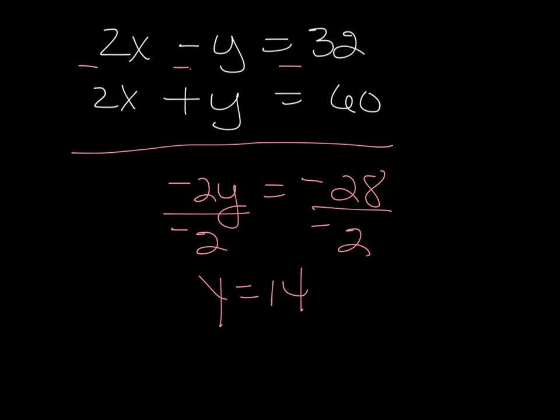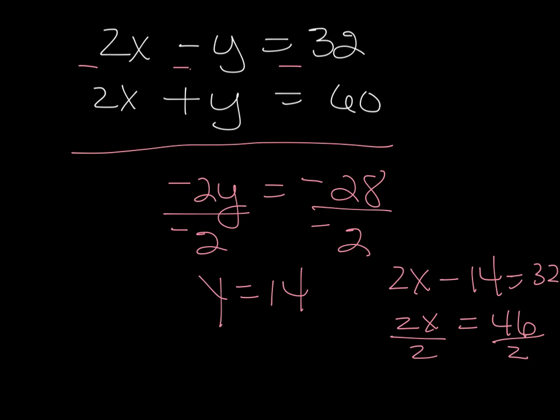Alright, now I need to solve for x. If I take y equals 14 and plug it in the top equation, I have 2x minus 14 equals 32. So that gives me 2x equals 46 when I add 14 to both sides. Divide both sides by 2, and x is 23. So regardless of which way you did it, you should have gotten that x is 23 and y is 14.